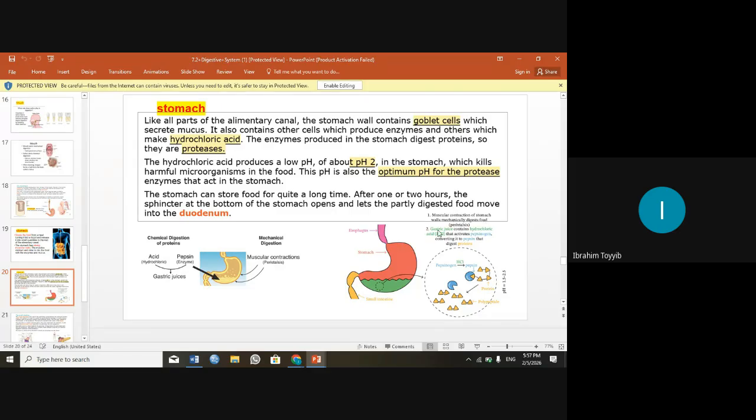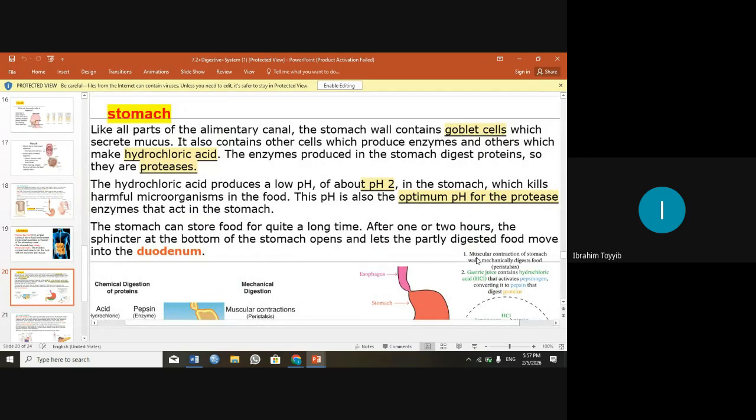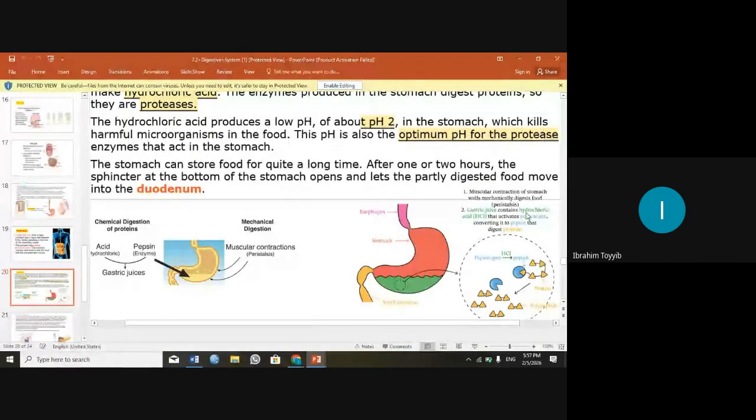Then the second one is that what? We have gastric juice. Gastric juice contains hydrochloric acid, which is HCl, that activates pepsinogen. So hydrochloric acid activates pepsinogen, converting it to pepsin that digests protein. So if you see pepsinogen, hydrochloric acid converts pepsinogen to what? Pepsin, to convert what? Protein to peptide.